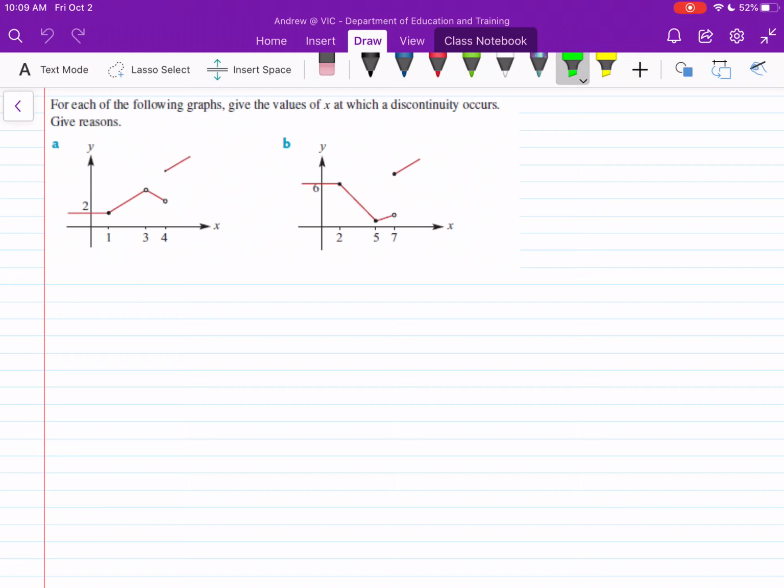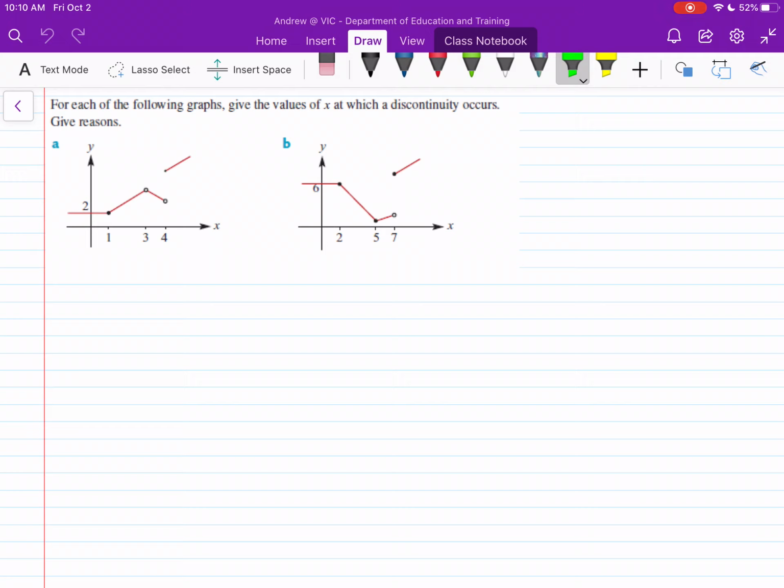G'day everyone, so in this we're going to be looking at continuous functions and identifying when a discontinuity occurs. A continuous function, and the best way to think about it I think, is if you can draw the whole function or graph without taking your pen off the paper. That's probably the best way of saying this, and it also has no gaps in it.